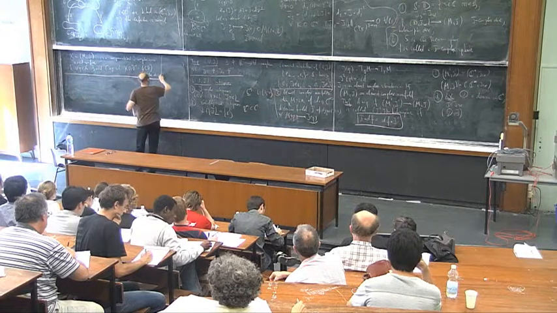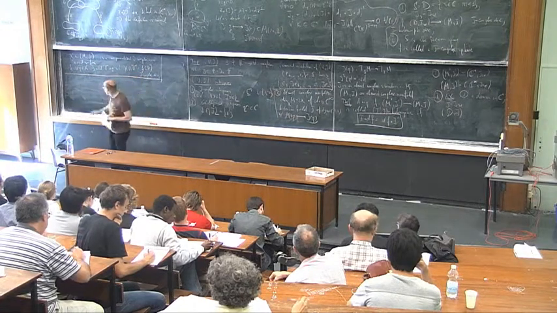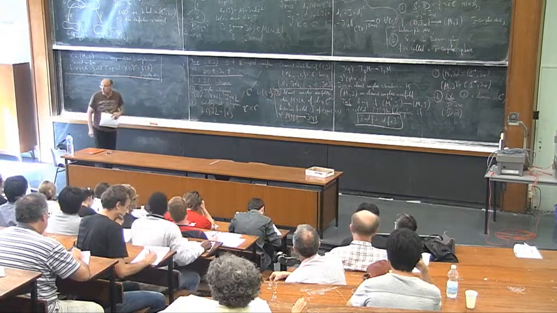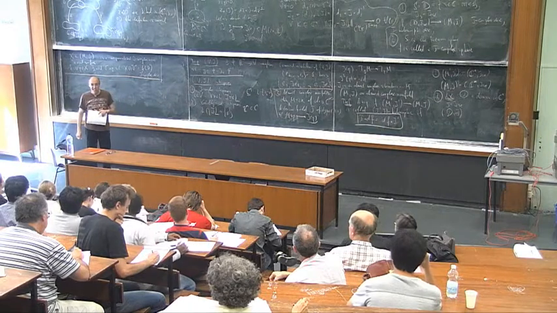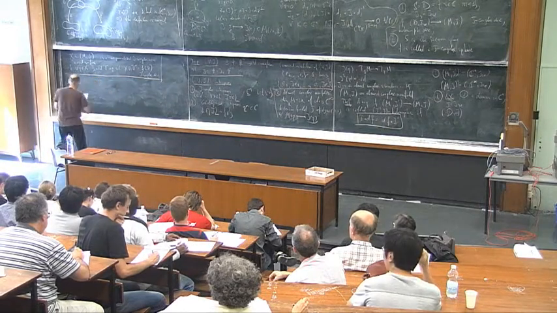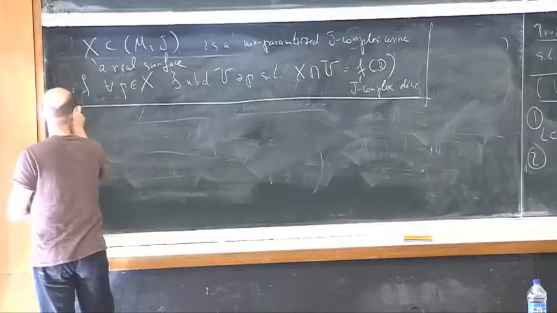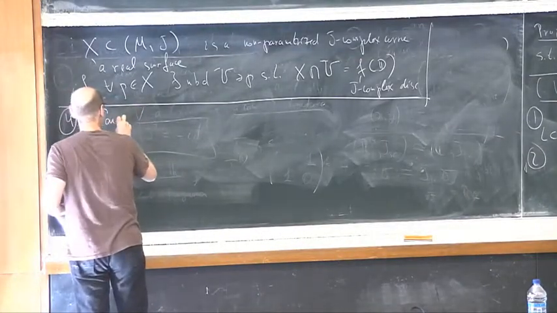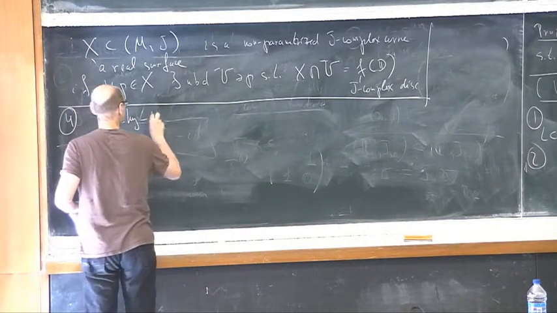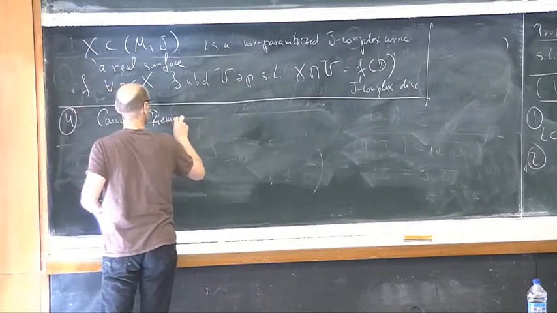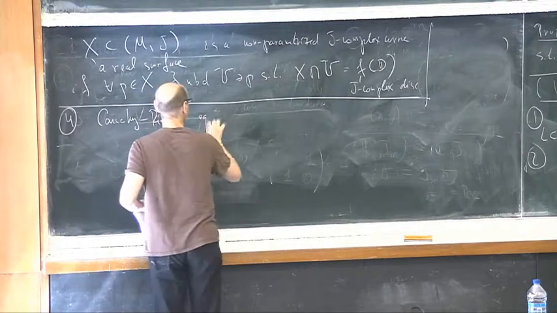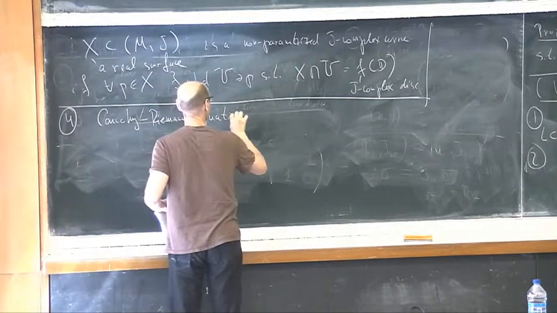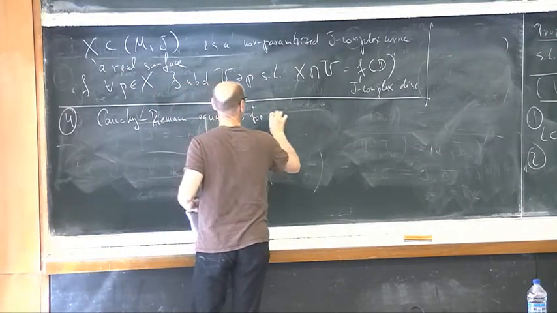So now, how to do analysis with these objects? We need some analogs of Cauchy-Riemann equations, and so this is the next step. So Cauchy-Riemann equations for a J-complex disk.